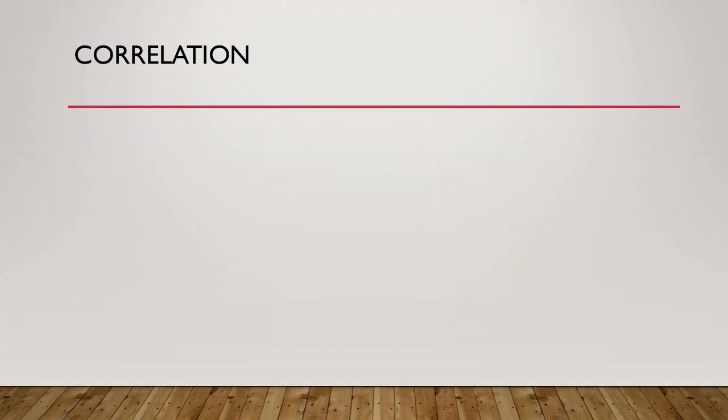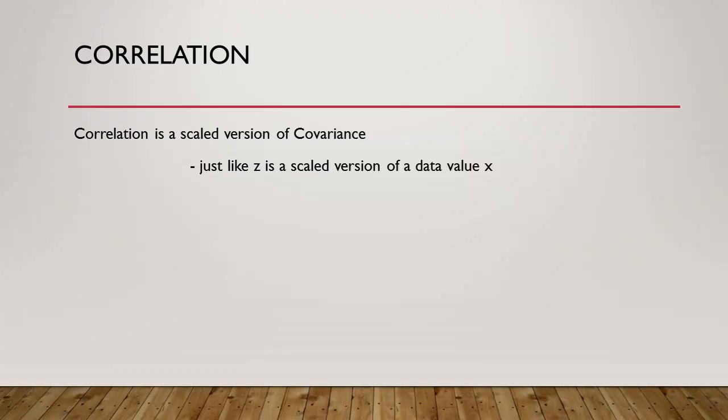So I can take that idea and say, oh, now I'm going to do something called correlation. And correlation is just a scaled version of covariance. Just like z is a scaled version of the data value x, right? Because z is x minus the mean, and then you divide by the standard deviation. Well, the correlation between x and y is the covariance, which we know how to calculate, and because we've already subtracted the mean of x and the mean of y in our formula, all we now have to do to scale it is to divide by the standard deviation of x and the standard deviation of y.